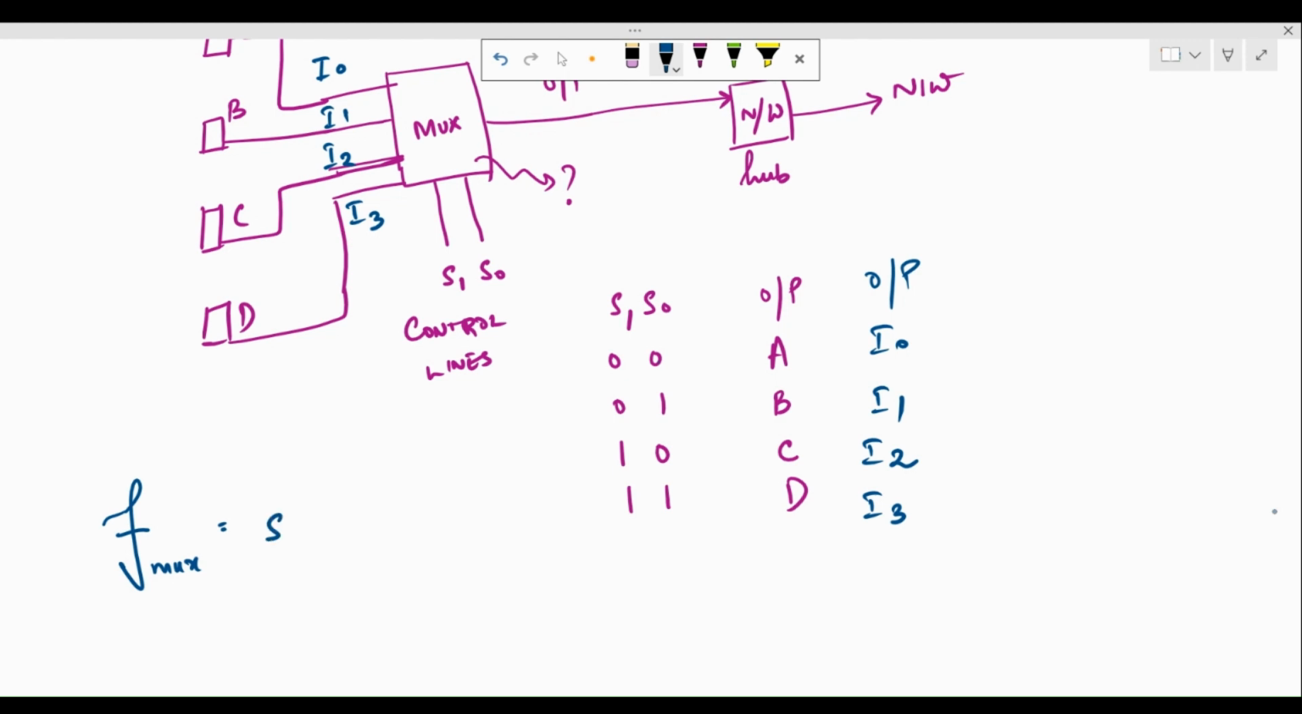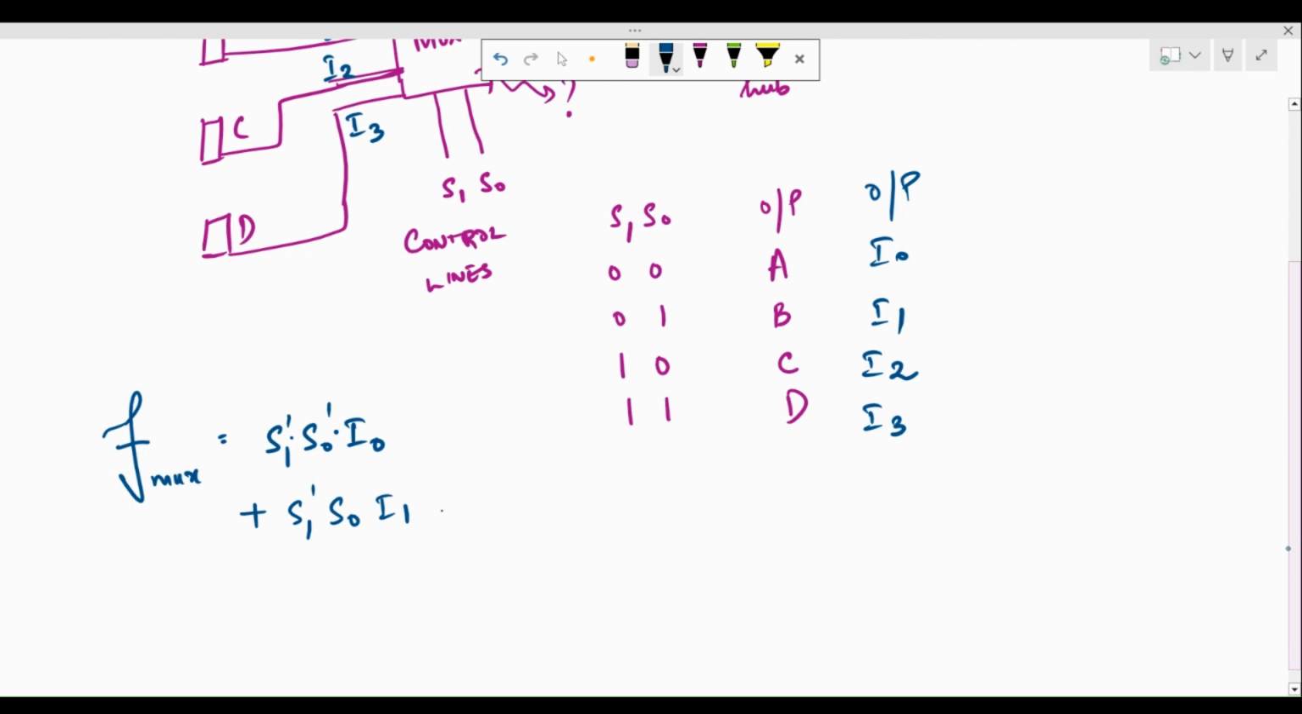So we can say S1 dash, S0 dash, I0 ANDed. This is the first term. Either this would hold good, or S1 dash, S0, I1. This is the second term. This might hold good, or S1, S0 dash, I2, or S1, S0, I3. So this is the expression for the multiplexer. How did I write this out? When there is a 0, I put a complement for the S1 and S0, and I AND it with that particular input.